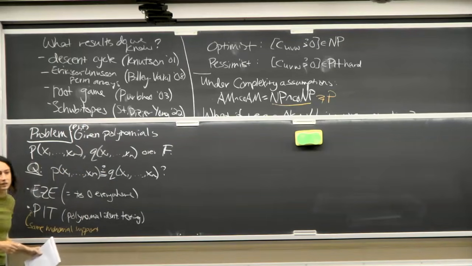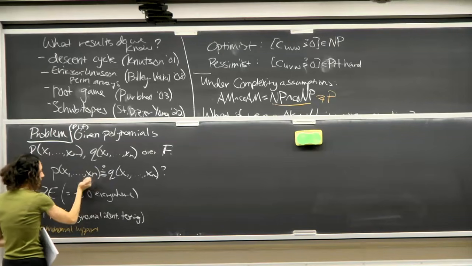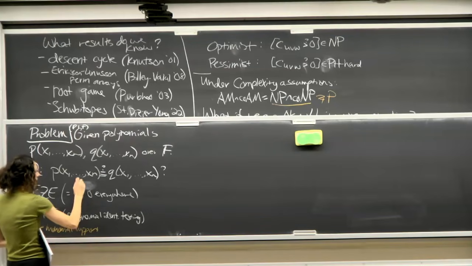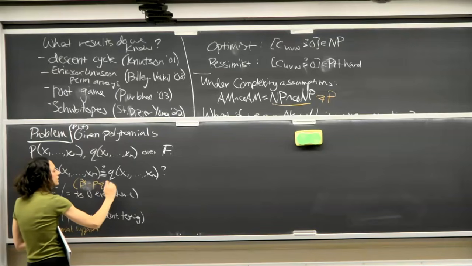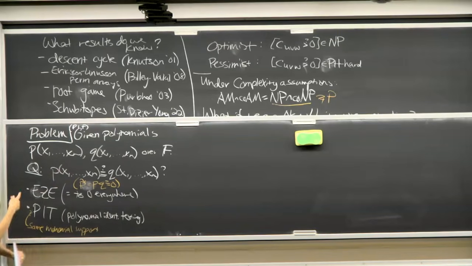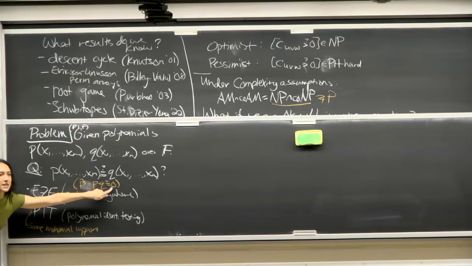where I want to know, are these polynomials exactly the same? Are their monomial supports exactly the same? Are they identically the same? Or in other words, if their difference, let's call it P twiddle, P minus Q, is identically 0. So often you'll see this problem formulated as just asking if a polynomial is identically 0.